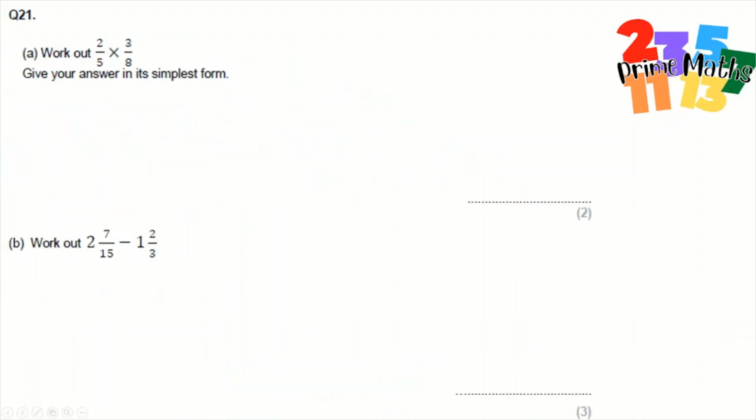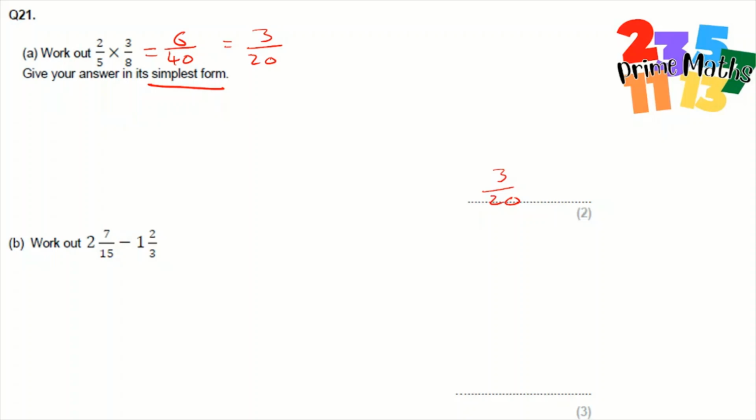Question 21, multiplying fractions. We just multiply the numerators and multiply the denominators. 2 times 3 is 6, 5 times 8 is 40, but it wants it in its simplest form. You can type this into your calculator, but its simplest form, if I divide both the top and the bottom by 2, we get 3 over 20.